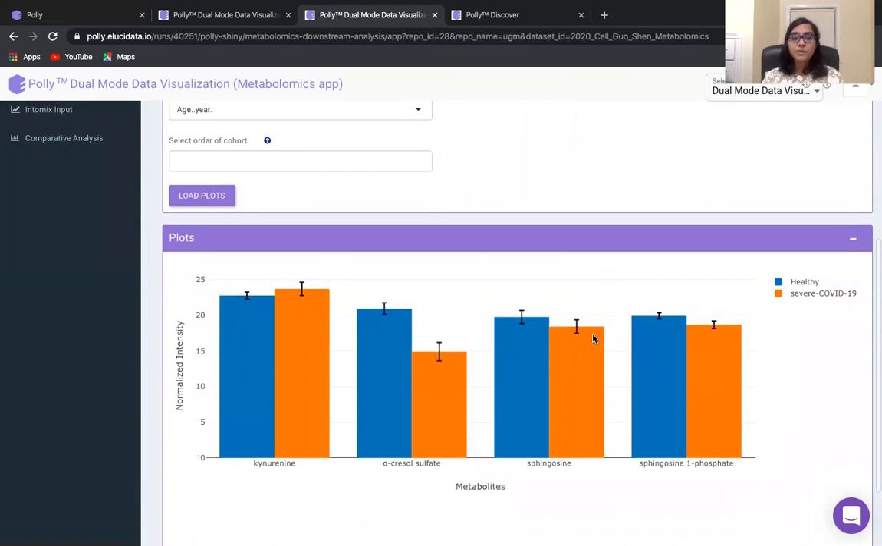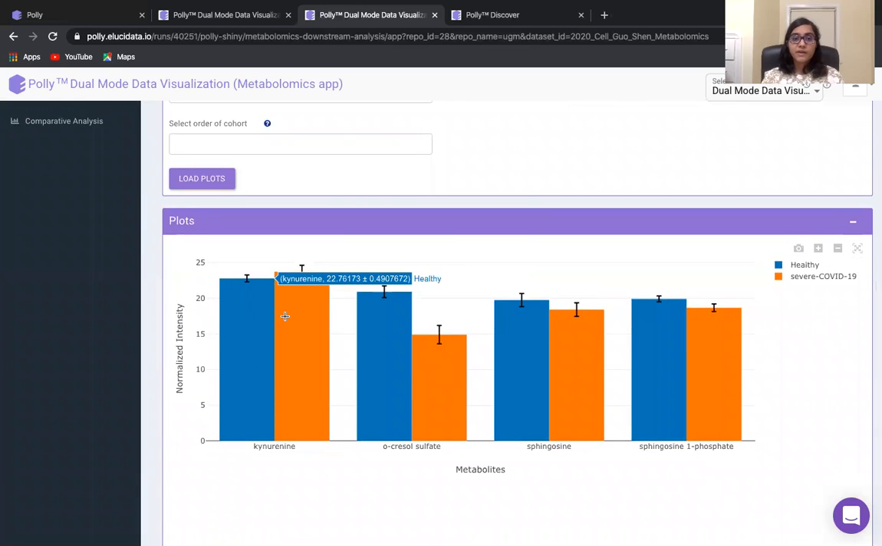Now, just like we did with proteins, we can also take a look at what metabolites are changing. Some of the metabolites that showed up in our differential expression analyses were related to sphingolipid metabolism, and we can see that in severe COVID-19 patients, sphingosine and sphingosine phosphate are downregulated. O-cresol sulfate was one of the metabolites that had the highest negative fold change, a log2 fold change of -0.6. So that's very, very profound. And kynurenine was another metabolite that showed up in the study and has been associated with COVID-19 severity.